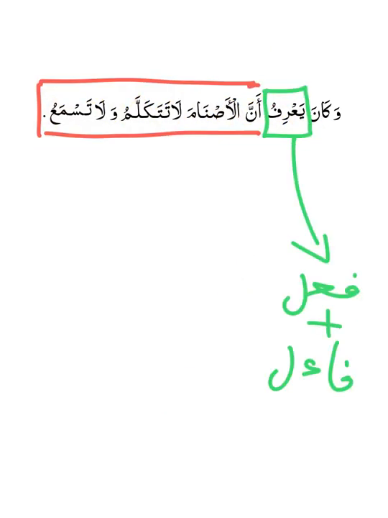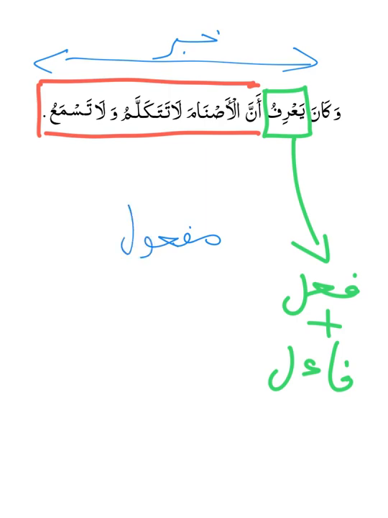So ya'rifu so far is fa'al and fa'il. Ya'rifu till the end is the khabar. So we always keep that in mind. We don't forget. And we are breaking the khabar down now. And ya'rifu needs a maf'ul bihi. Well, the maf'ul bihi starts from anna all the way till the end. So the maf'ul bihi itself is quite big. There's altogether 1, 2, 3, 4 words.